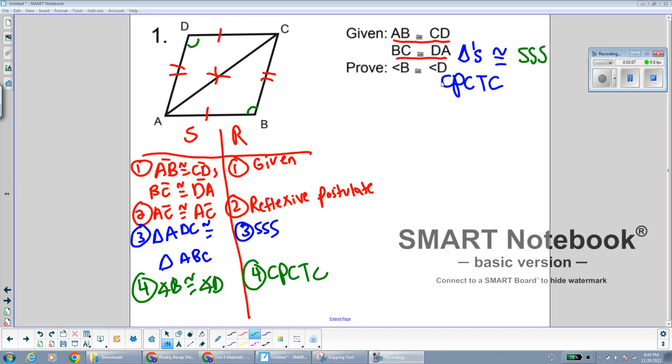Let's take a second and make sure that everything we needed for SSS actually ended up in our proof. So from our givens, we had two of the sides that we needed, AB congruent to CD, that was one of our S's for SSS, and AD congruent to BC. That was a second S for SSS. Our third S came from the reflexive postulate, the shared side, and there we have all the information that we need for SSS to make the triangles congruent. And after that, it's one more step to prove the corresponding angles congruent with CPCTC.